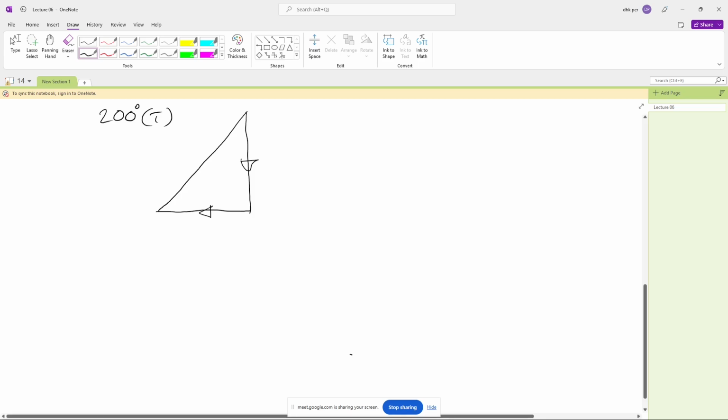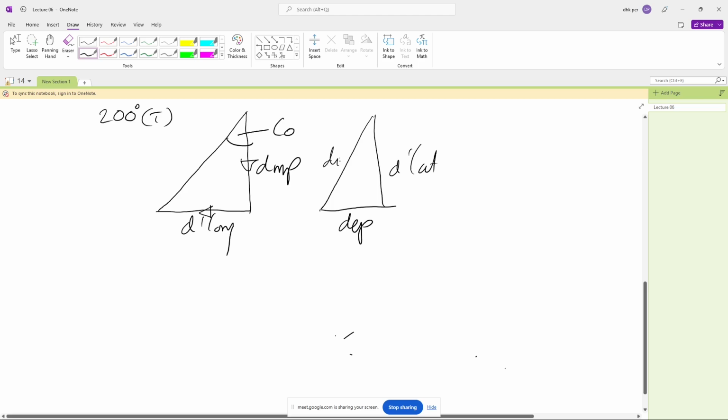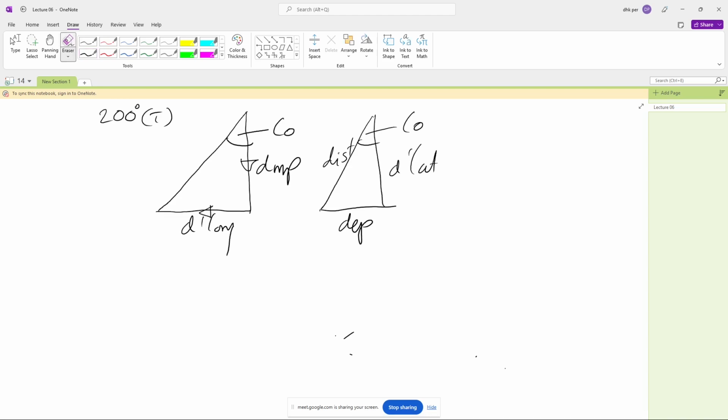Okay, so the course is going to be here, and you are going to draw your triangles like this. In that case, this is going to be D long, and this is going to be DMP. This is going to be departure, this is going to be D lat, and this is going to be the distance. This is how you have to draw the triangles.